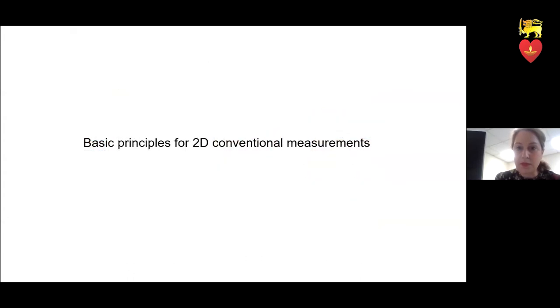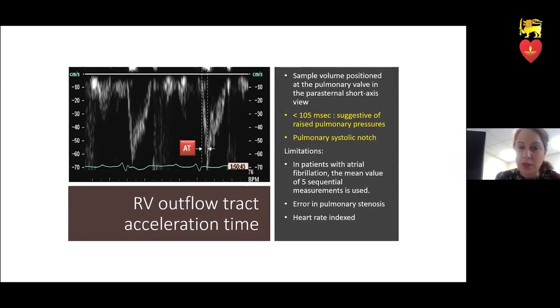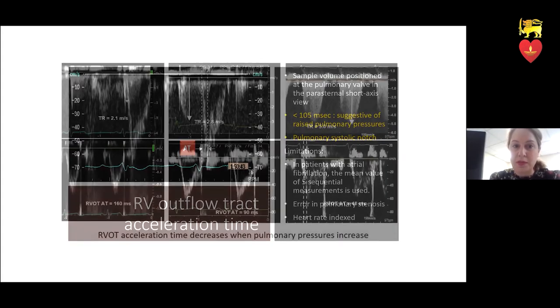So starting from the basic principles of 2D, you need to know that the right ventricular outflow tract acceleration time is suggestive of raised pulmonary pressures, especially when it's lower than 105 milliseconds. And also, one of the greatest people in pulmonary hypertension, Professor Paul Forfia from the University of Pennsylvania, described in 2005-2007 and in his latest paper in 2012 that the pulmonary systolic notch is immediately associated with pulmonary vascular resistance. And it's very important, because look at this example.